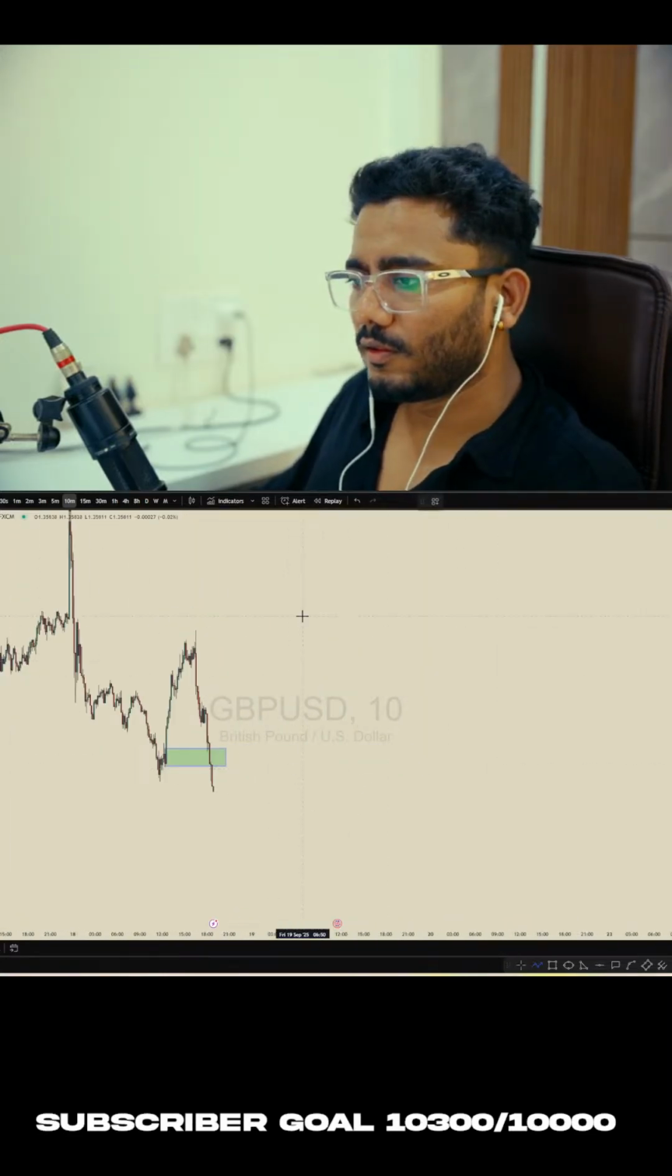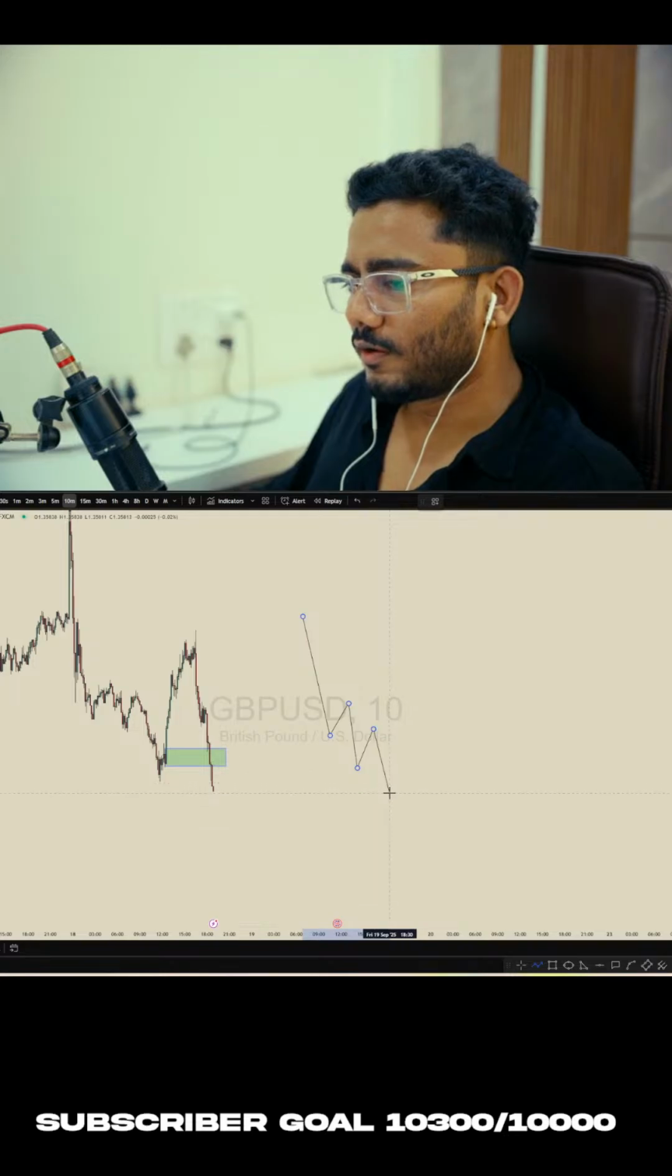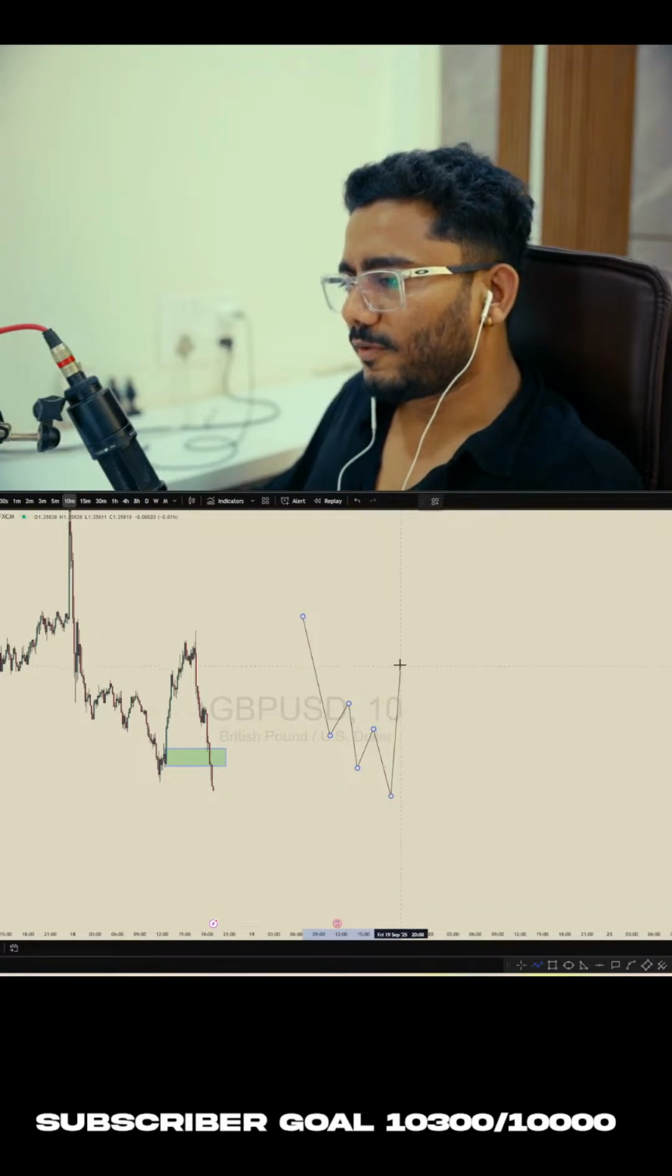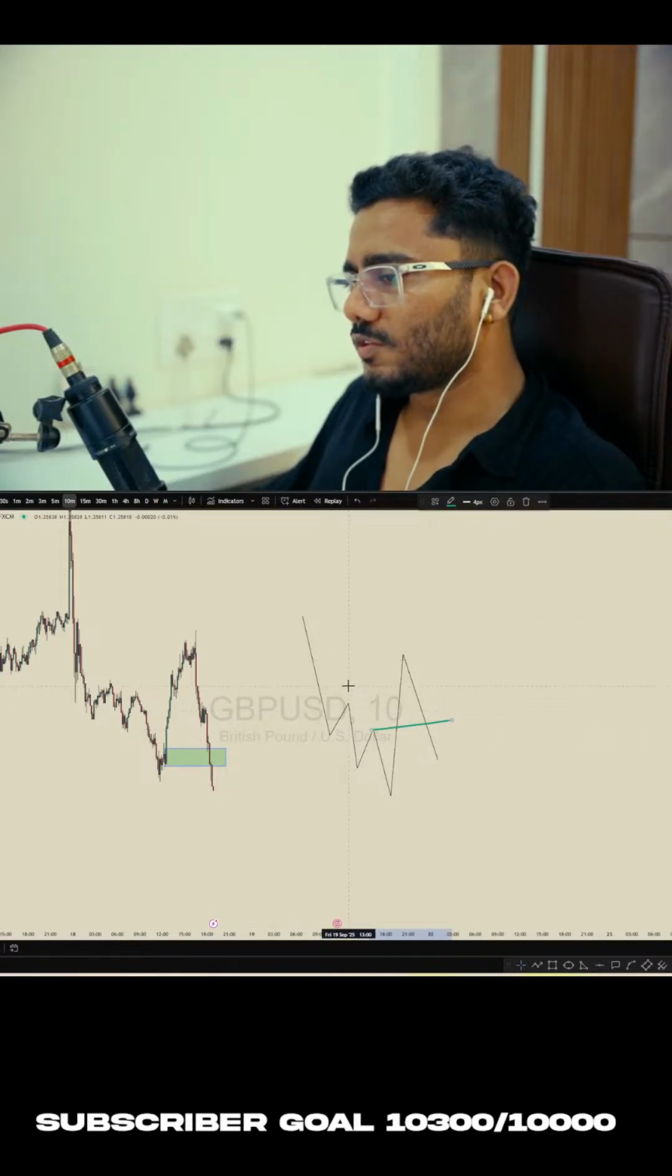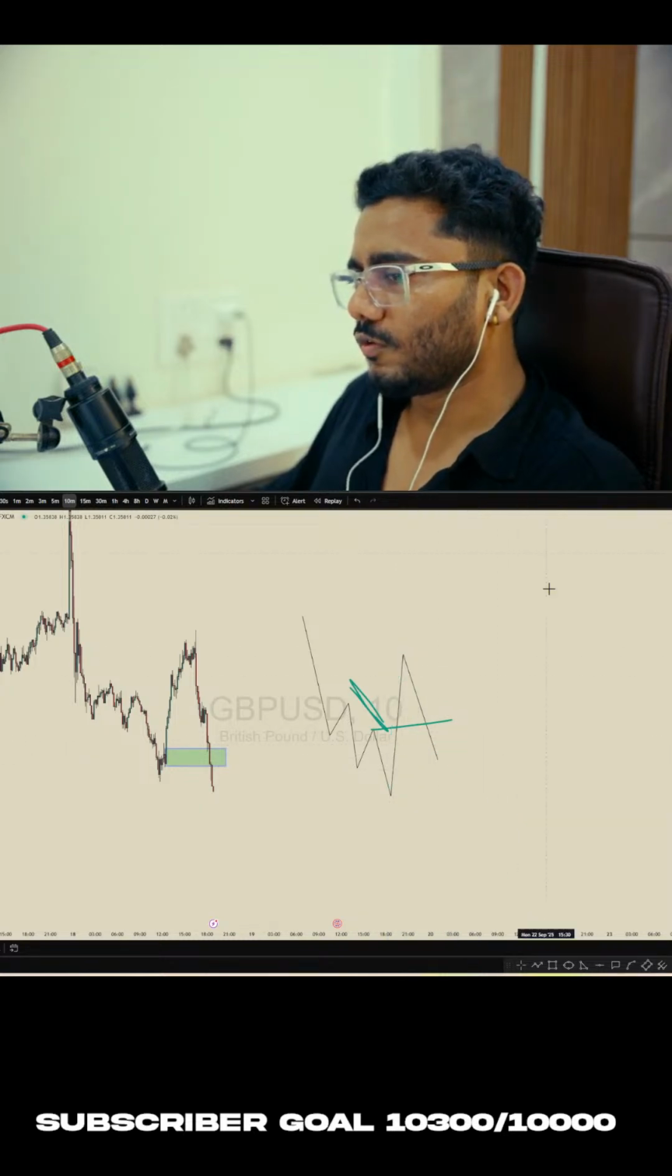Let's say price is coming to downside, and even if price breaks this high, it's not a breakout structure. This is not a breakout structure. This is only created to sweep these highs. A lot of people will be buying over here, and then it will continue sweeping this liquidity.